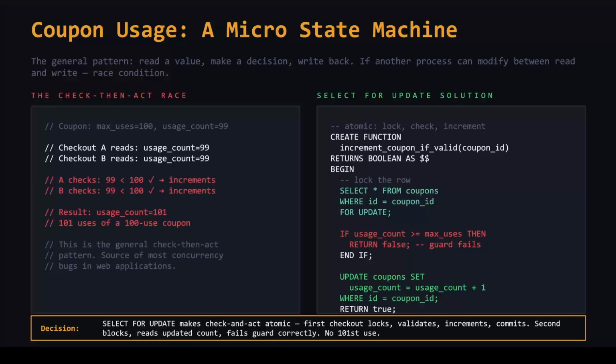Coupon usage: a micro state machine. The same principles apply to resources that aren't full entities.